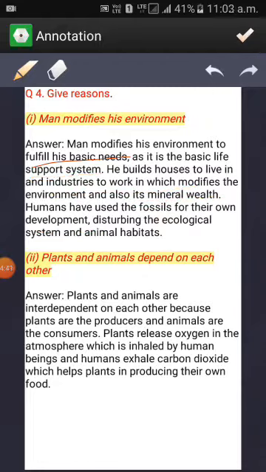Our next statement is, plants and animals depend on each other. Plants and animals are interdependent on each other because plants are the producers and animals are the consumers. Plants release oxygen in the atmosphere which is inhaled by human beings, and humans exhale carbon dioxide, which helps plants in producing their food.